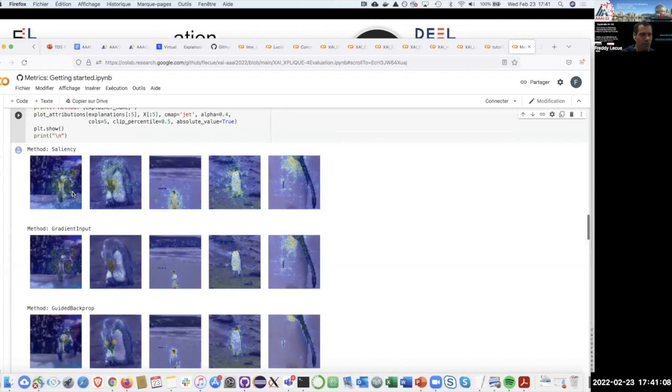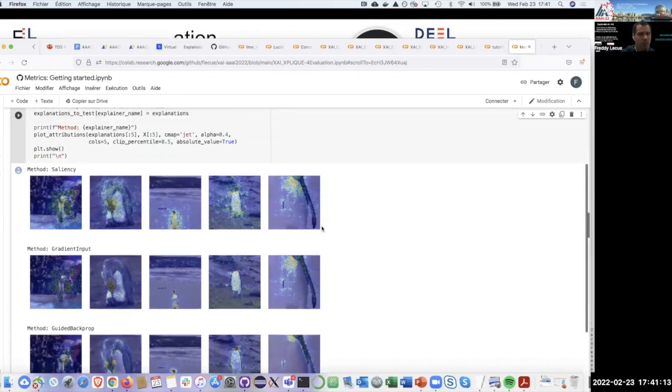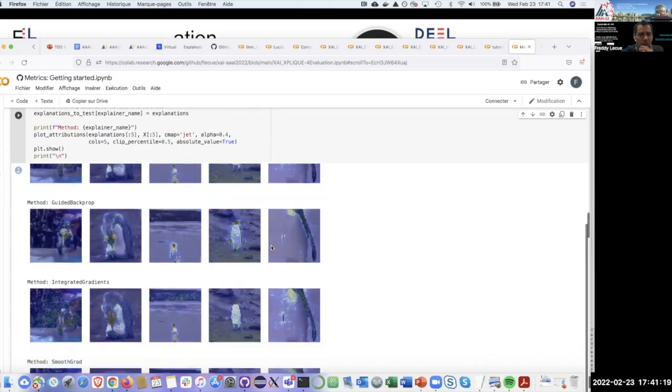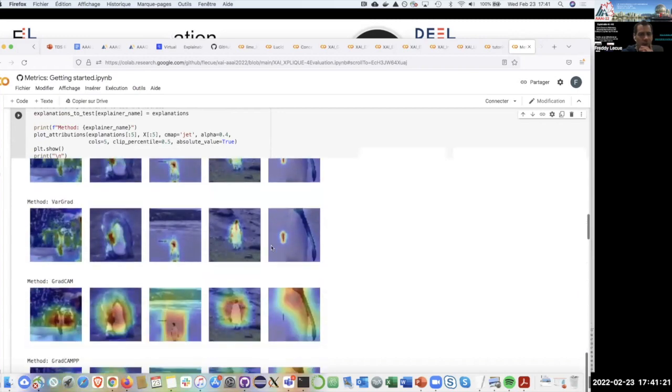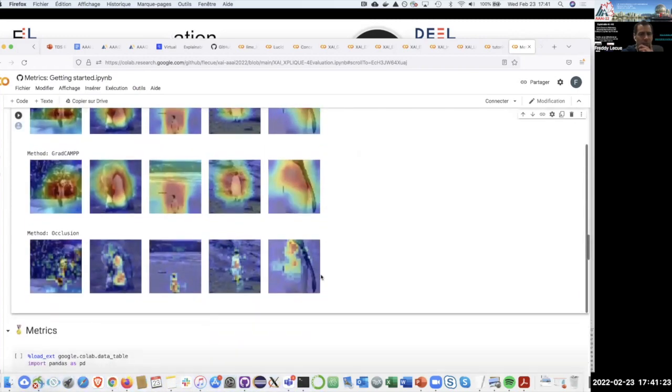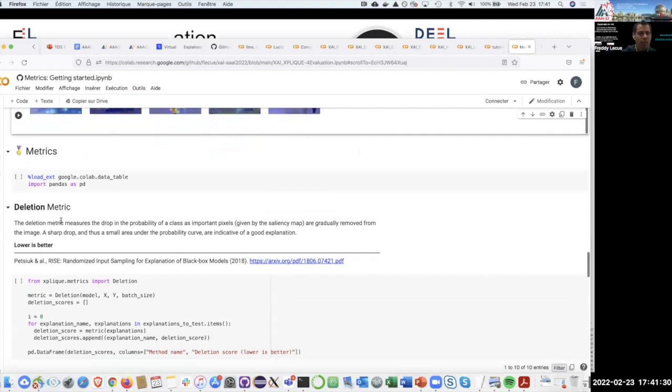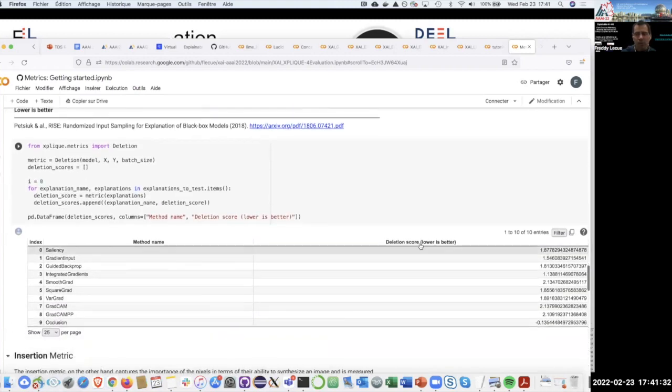So you see different pictures, and you can see the different results you get based on which technique you use. You can see a different superpixel representation and compare, but qualitatively. And I think that's pretty neat. And then you do have those metrics, and I think that's pretty good. You have deletion metrics and you have scores.